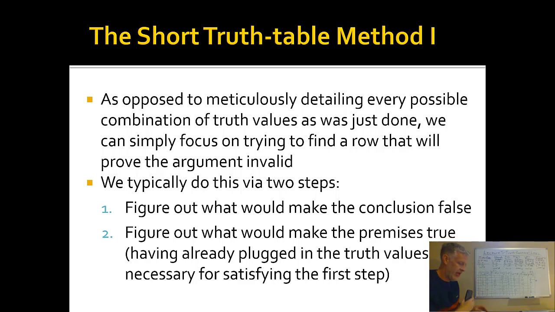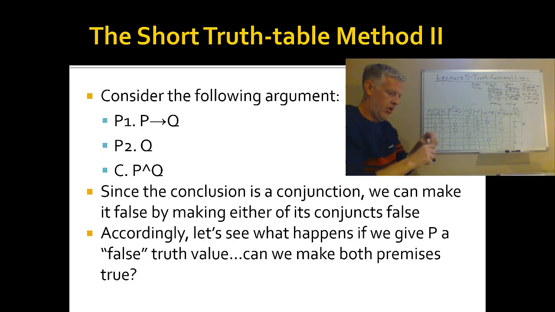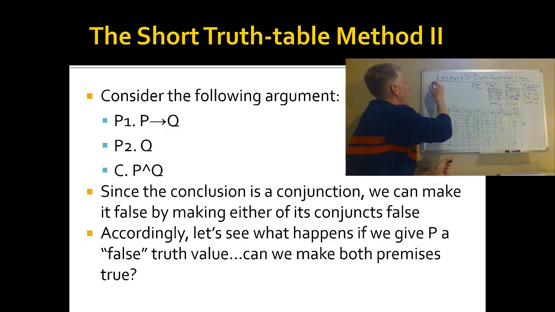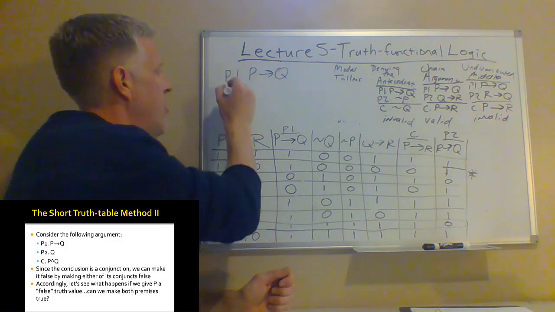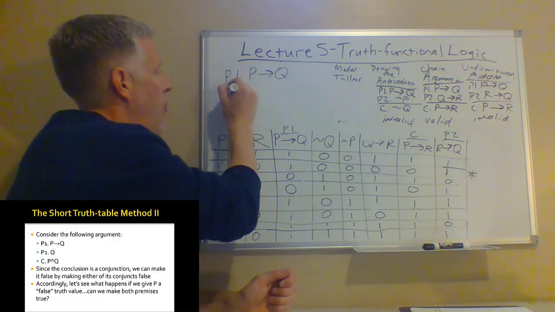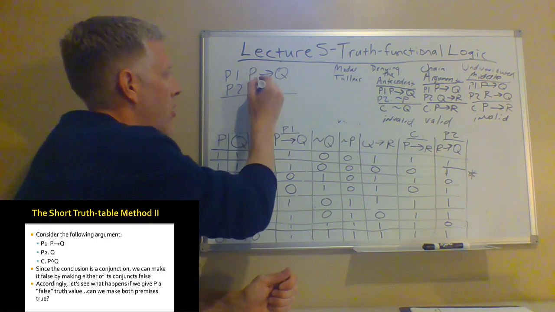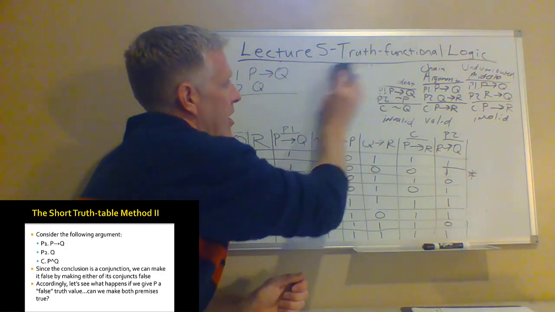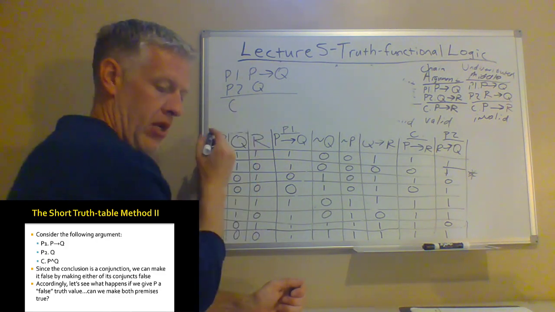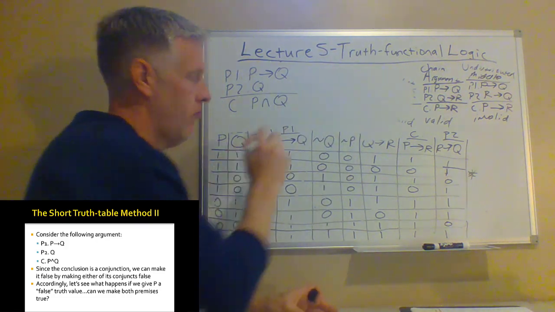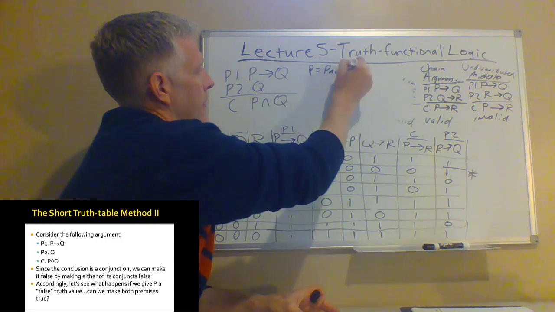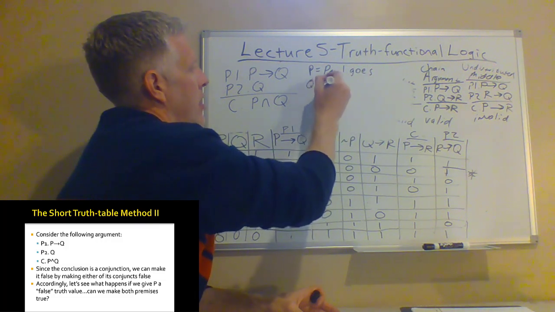So I'm going to give you an example here, the same one I have at the top of slide 23. I'm going to go ahead and just erase some of this. So it is premise one, if P then Q. If Paul goes, Quincy will go. Premise two, Quincy goes. I'll go ahead and even make the key up here for this. And then they conclude Paul and Quincy go. So P would be Paul goes. Q is Quincy goes.